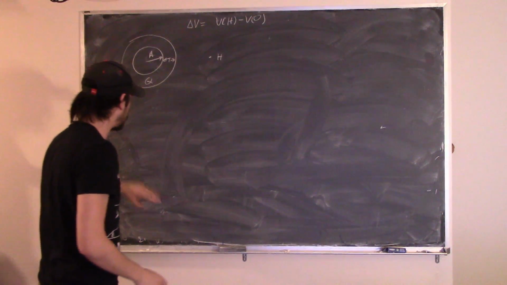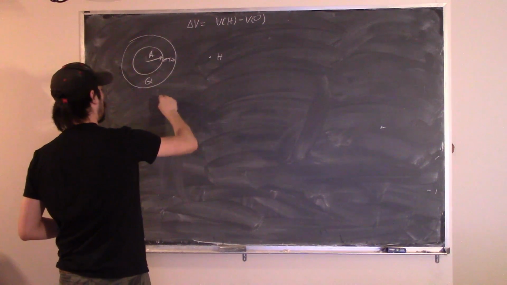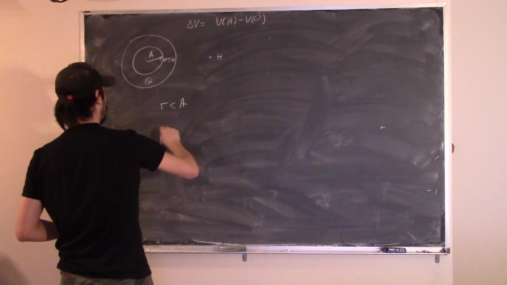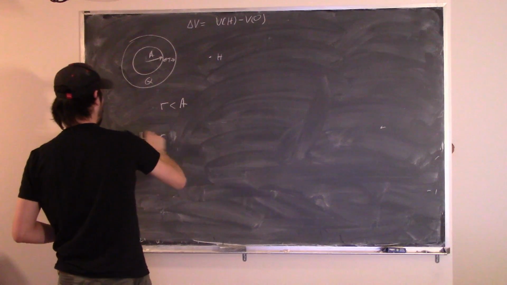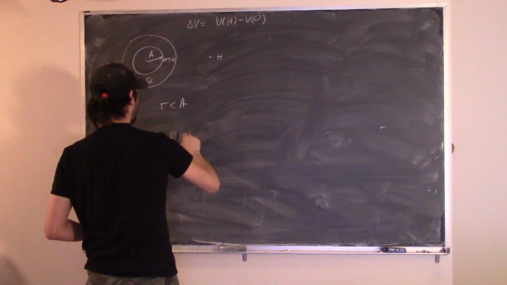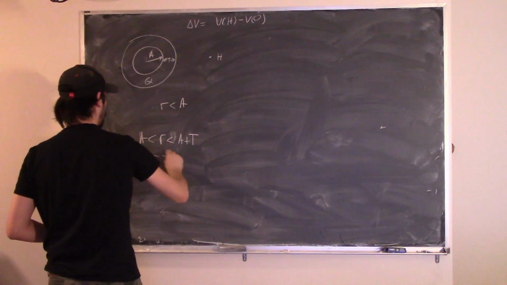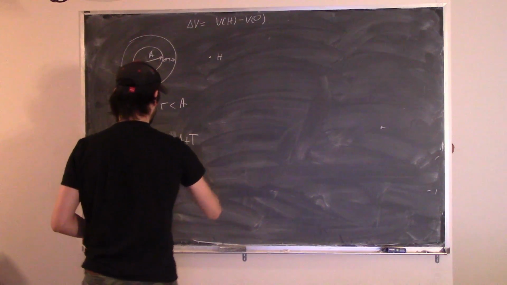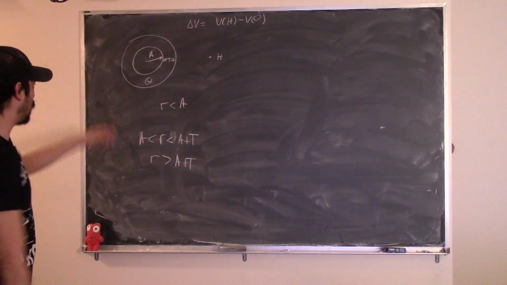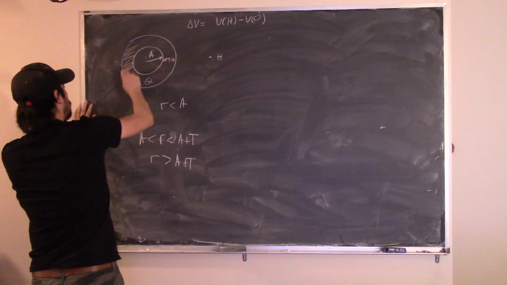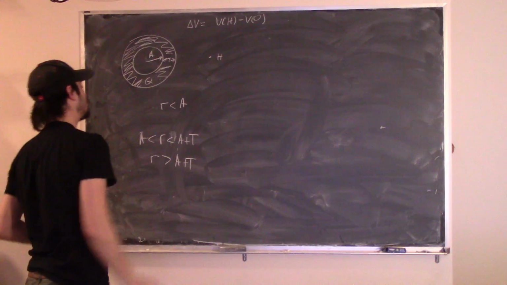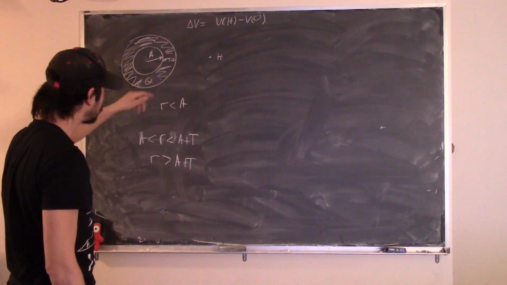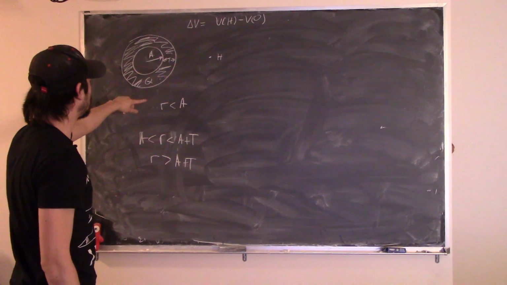Okay. So in order to do this, we need to consider three regions. The region where R is less than A, the region where R is greater than A and less than A plus T, and the region where R is greater than A plus T. Okay. Now, for this problem, the charge is evenly spread over the insulating shell that I have here.